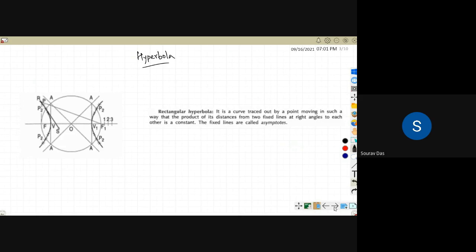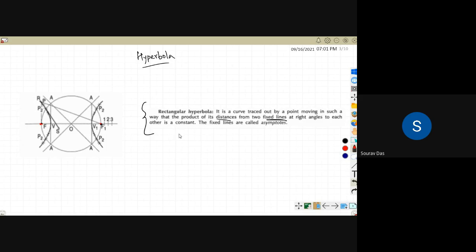A hyperbola can be said to be a curve traced out by a point moving in such a way that the product of its distances from two fixed lines at a right angle to each other is constant. So this is the important point which needs to be remembered for hyperbola. The two fixed points are the two focuses. So this is focus F1 and this is focus F2.